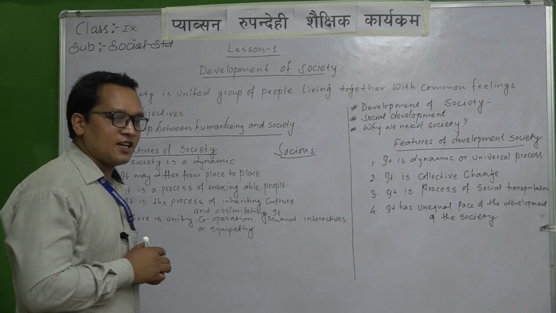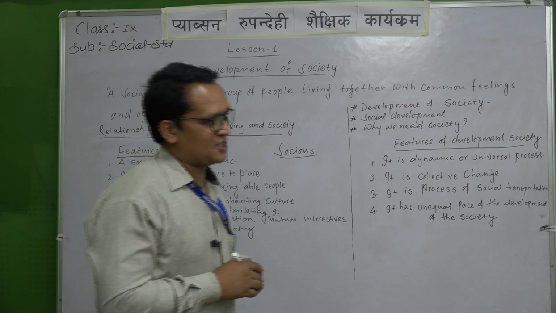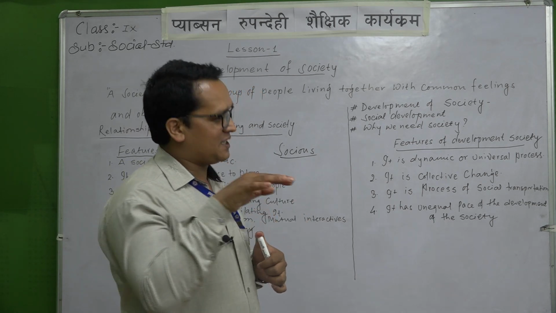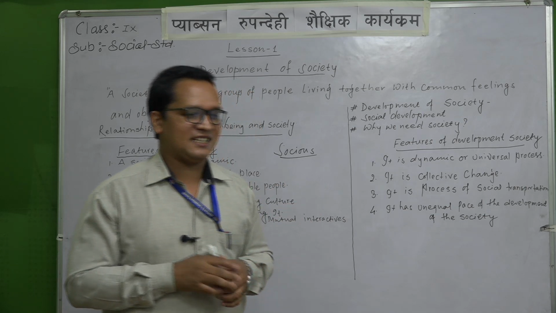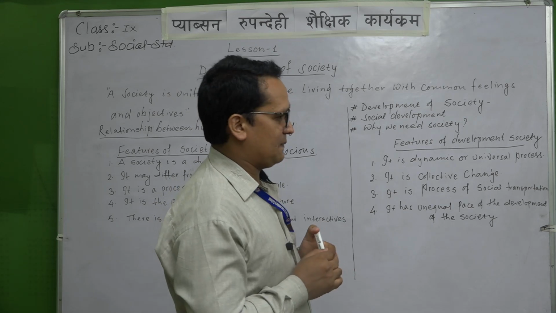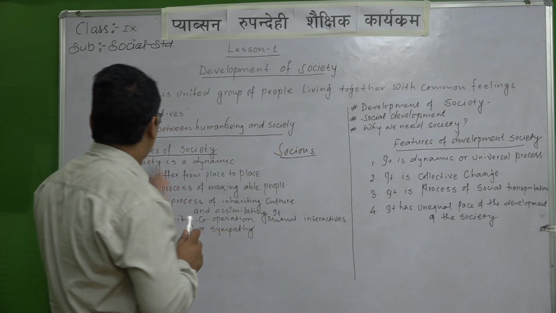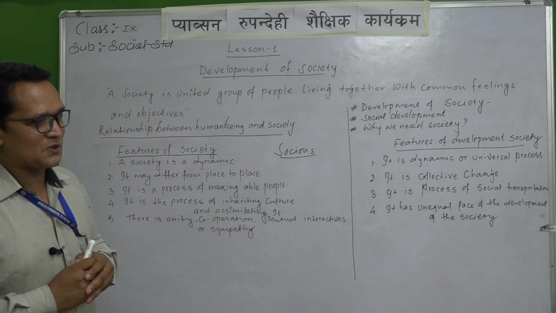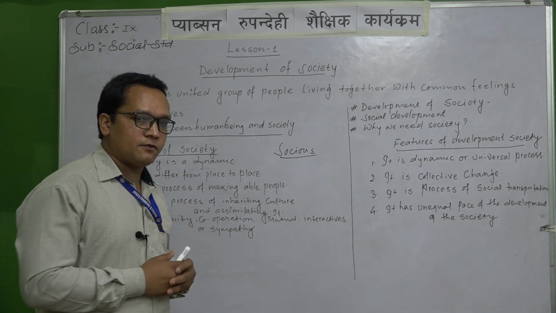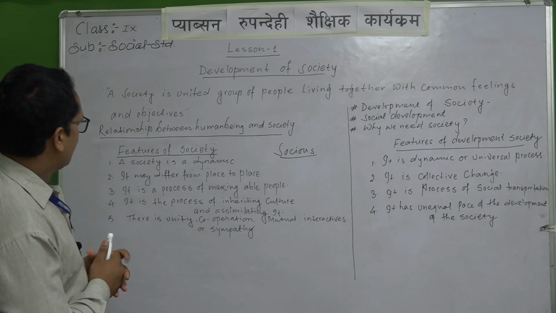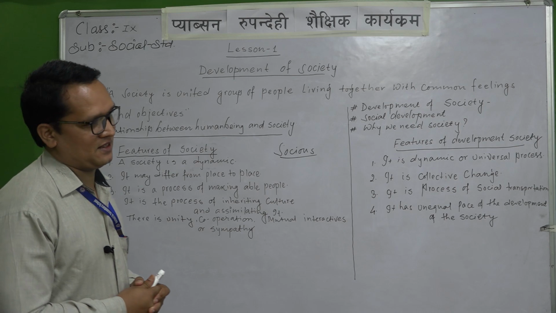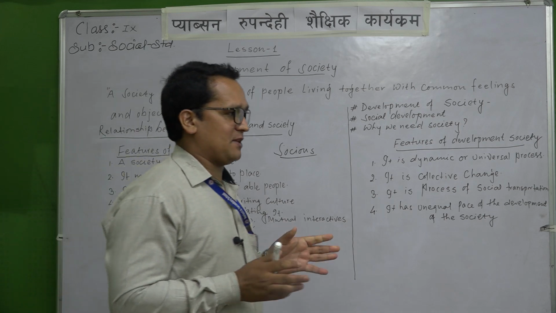Now, features of the society. Suppose when you observe anyone, they have some specific characteristics and features. How can we say it is a society? To know about that, some features of the society are mentioned on the board. First of all, point number 1, a society is dynamic. A society is dynamic.